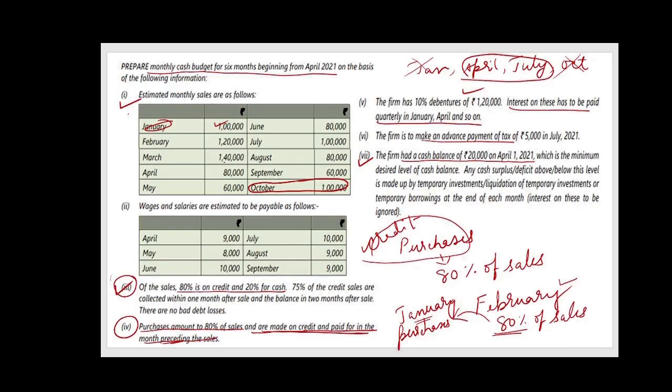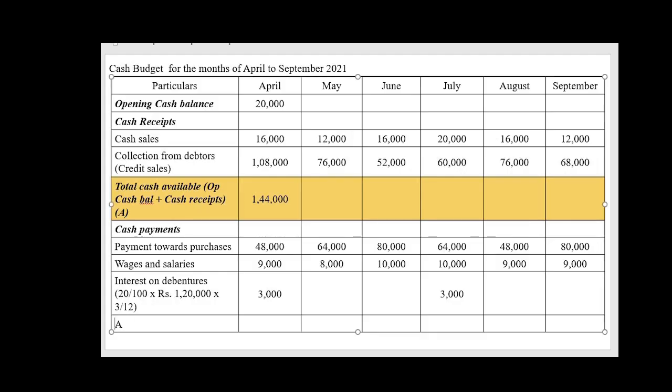Is there any other payment? A firm is to make an advance payment of tax of rupees 5,000 in July 2021. So advance tax payment, in the month of July, we have to pay 5,000. No other payments. We need to find out the total cash payments.